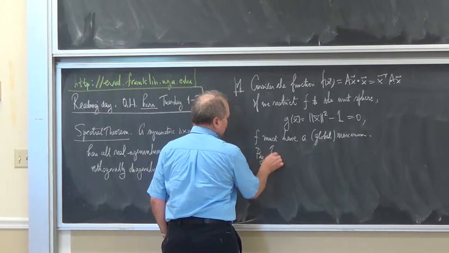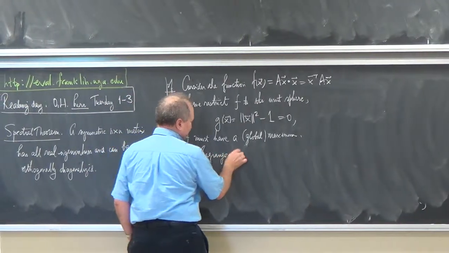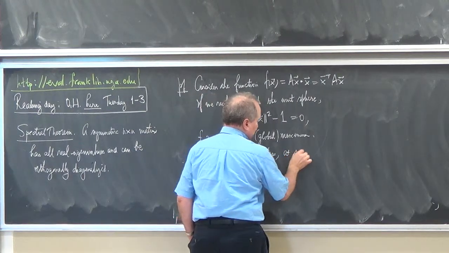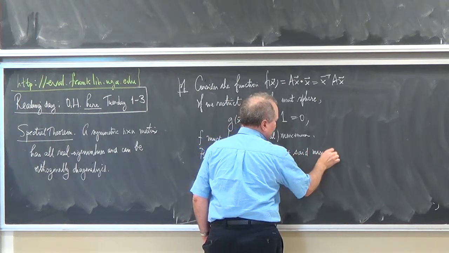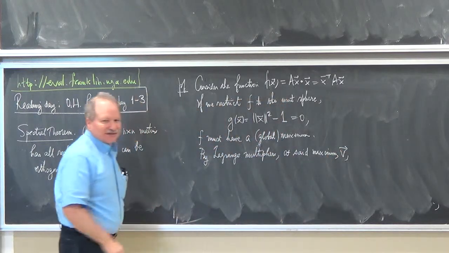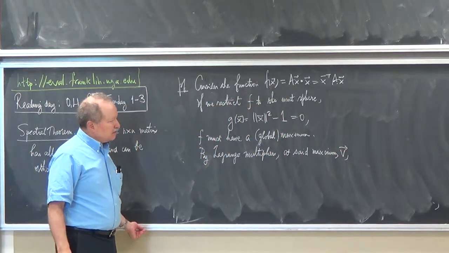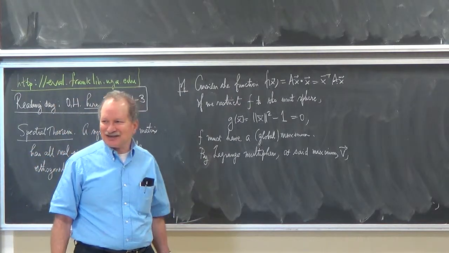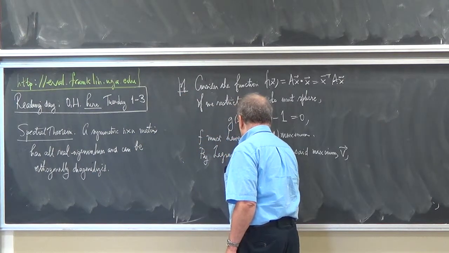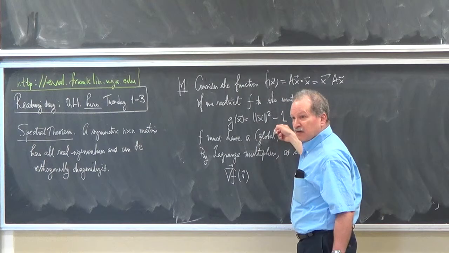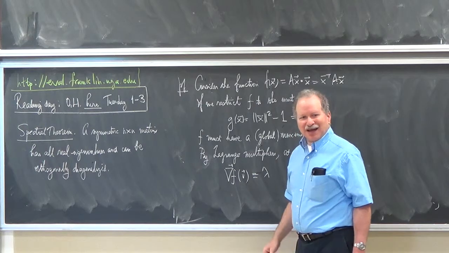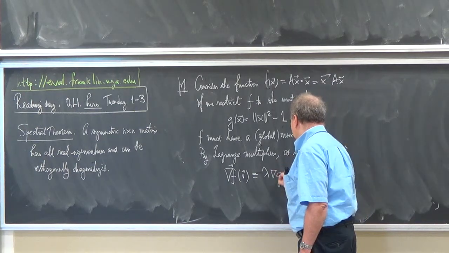By Lagrange multipliers, at said maximum, let's say v, what occurs? How do we do Lagrange multipliers? Gradient of f is some multiple of the gradient of g. So gradient of f at this point on the unit sphere, v, is some multiple, which coincidentally we call lambda, of gradient of g at v.